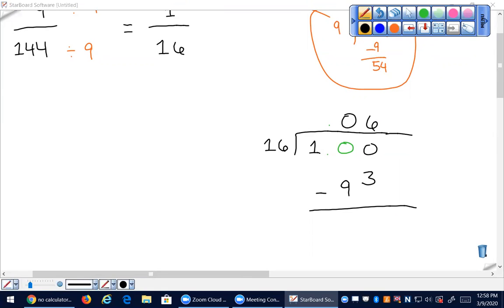Oh, what am I doing? That's 170. No, that's just 70. Okay. So that goes down. 16 goes into 70. 2 16s is 32, so 4 will work. 6 times 4 is 24. 6 times 1 is 6. No, 4 times 1 is 4, plus 2 more is 6. So 60.